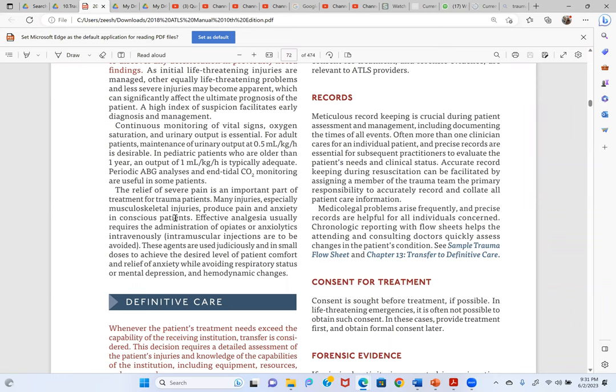Musculoskeletal injuries produce pain and anxiety in a conscious patient. Effective analgesia usually requires the administration of opiates or anxiolytics. But whenever you are using opiates or anxiolytics, you should be thinking about the patient's conscious level. And intramuscular injections at that time will not be a good idea.